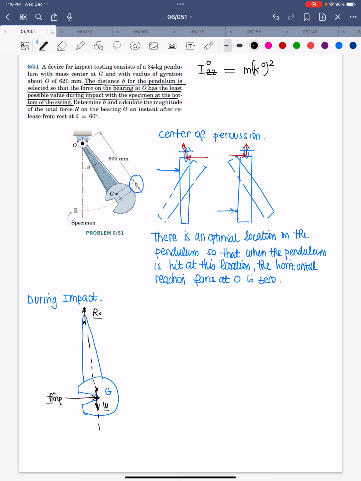Okay, that's awesome. So this point is O, this point is G, and if I name this point P, the sum of moments about P is always equal to 0 during impact.